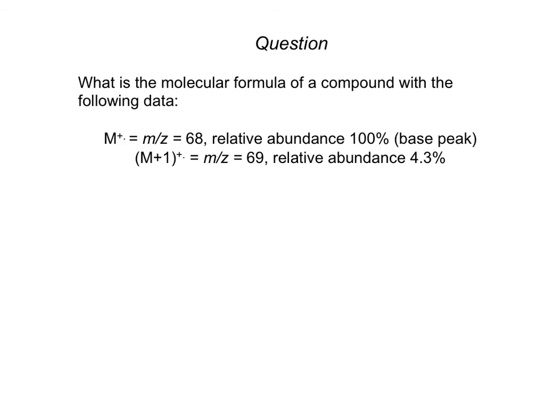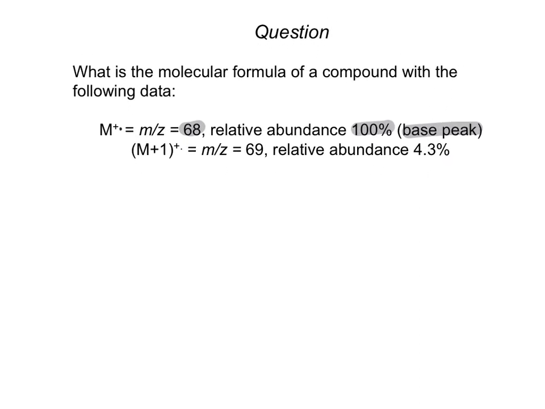So we have a molecular ion, right? Here they give you the molecular ion. It's a little radical here. It has a mass of 68, and they tell you that the relative abundance of this molecular ion is 100%. So this is actually the base peak in this example. And then in the M plus 1 peak, we have a relative abundance of 4.3%. Again, that M plus 1 peak is due to carbon 13.